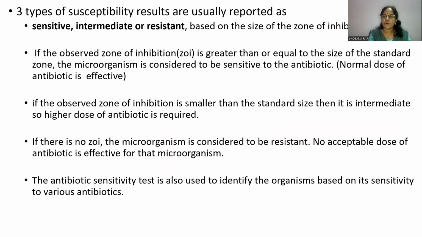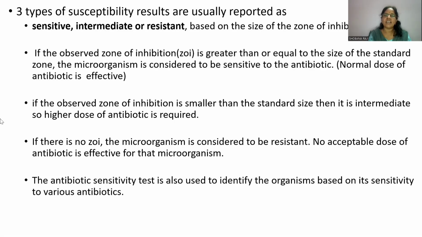So for the interpretation of this experiment, there can be three types of results as we have seen in the earlier slide. That is sensitive, intermediate, or resistant based on the size of the zone of inhibition. So here, if the observed zone of inhibition is greater than or equal to the size of the standard zone, the microorganism is considered to be sensitive to the antibiotic. So for the patient, the normal dose of that particular antibiotic is effective.